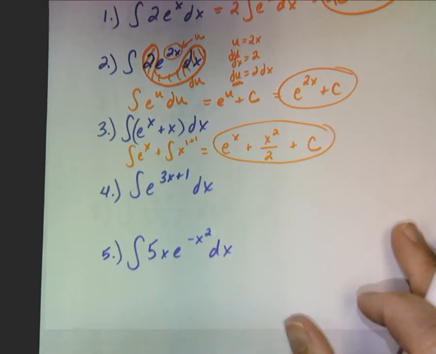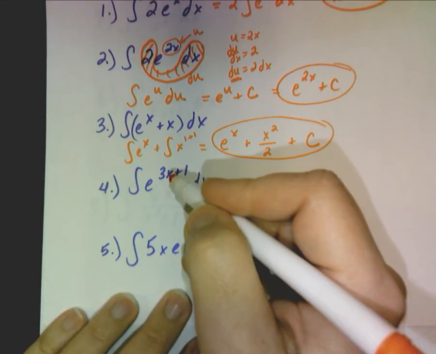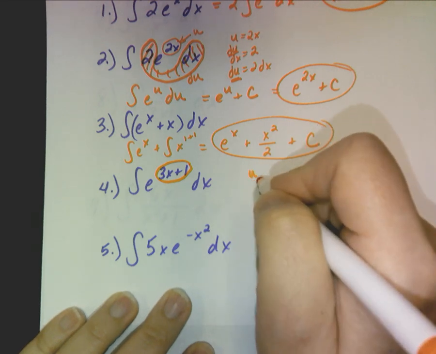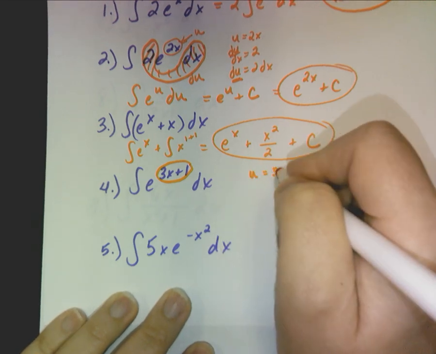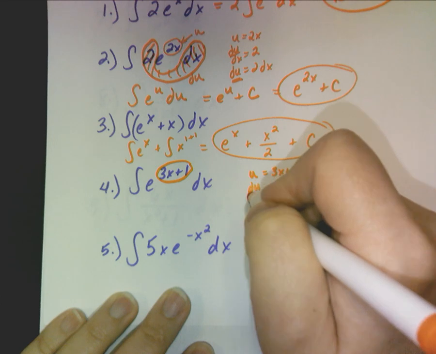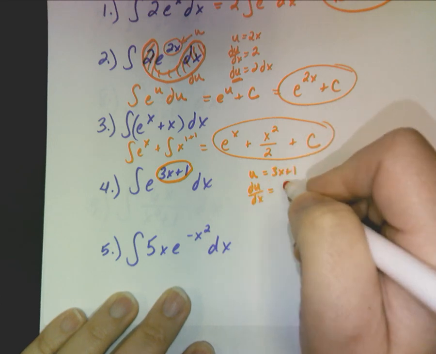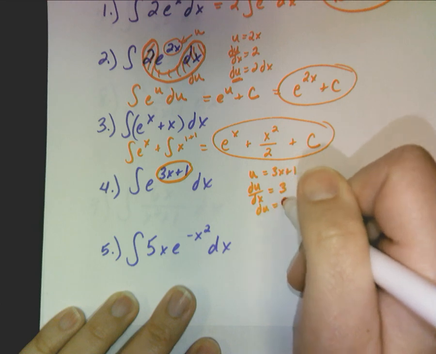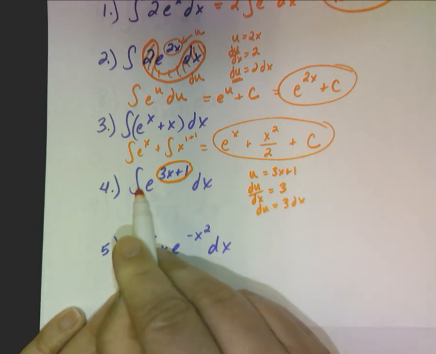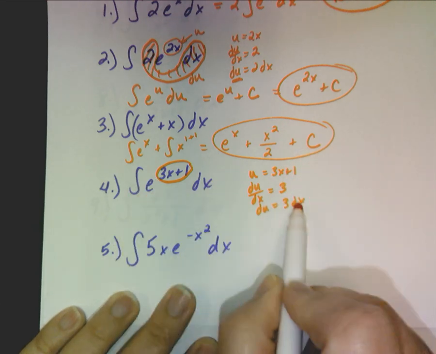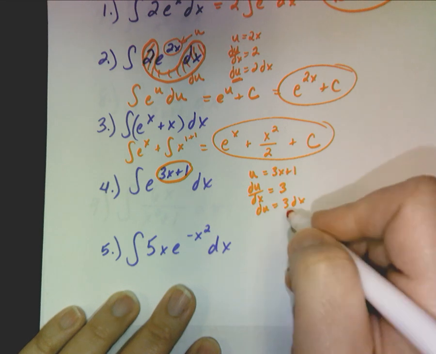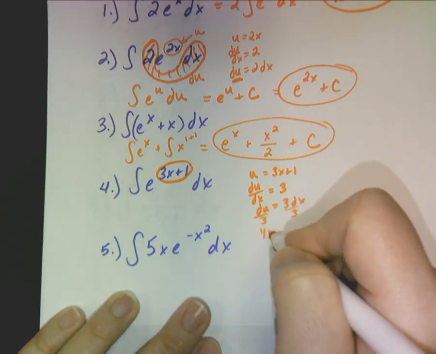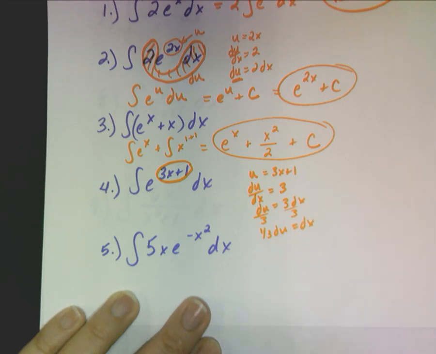What about e to the 3x plus 1? Well, this is definitely a u. So let's do our whole u, du dx thing. u is 3x plus 1. du dx is 3, multiplied by dx. So du would be 3 dx. I do not have a 3, so what do I do? I divide by 3. So I get 1/3 du equals dx.